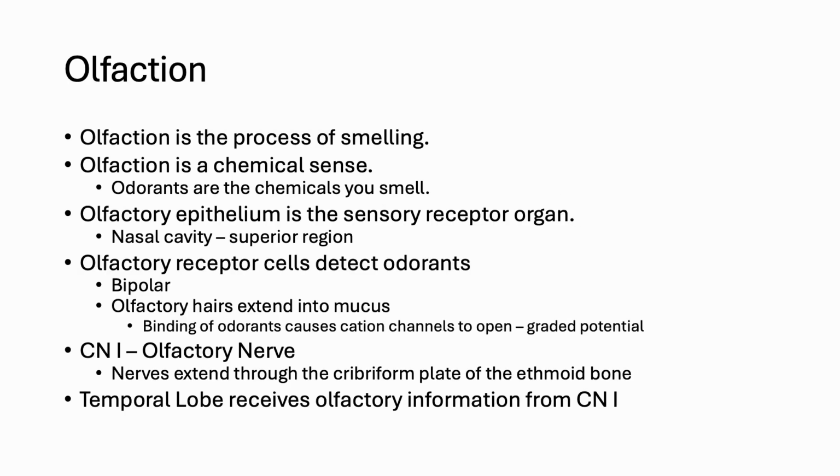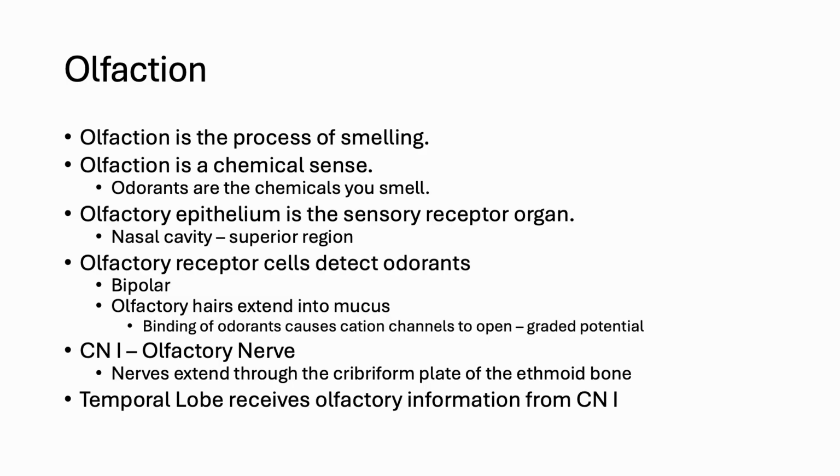Okay, in this video, we're going to very quickly cover the processes of olfaction and gustation. Olfaction is our process of smelling. This is what allows our brain to interpret the things that we smell. Olfaction is one of our chemical senses, along with gustation. The chemicals that you smell are called odorants.